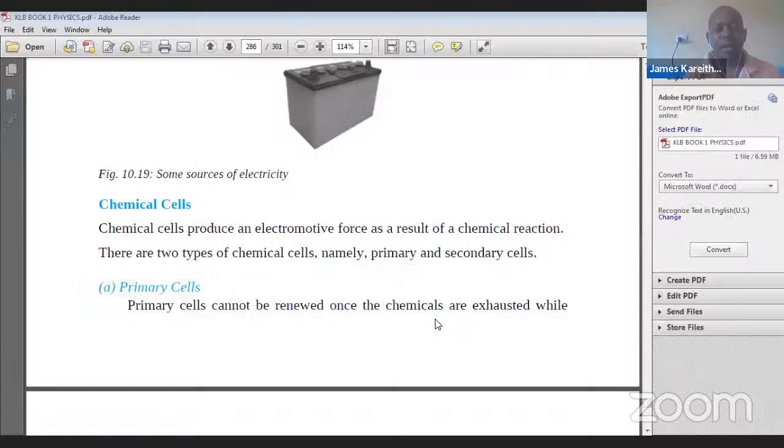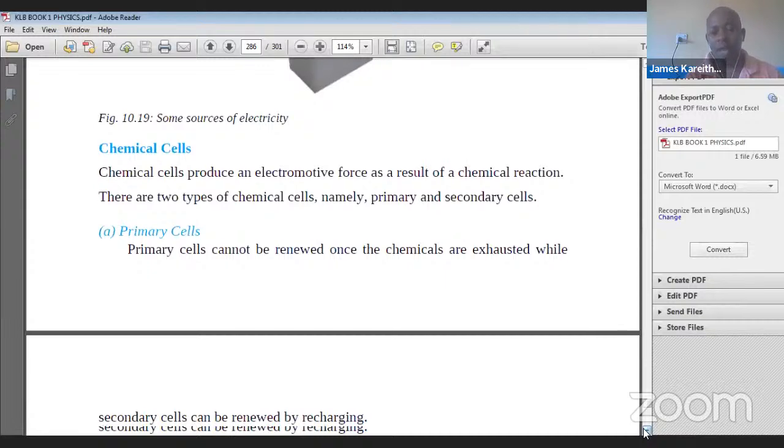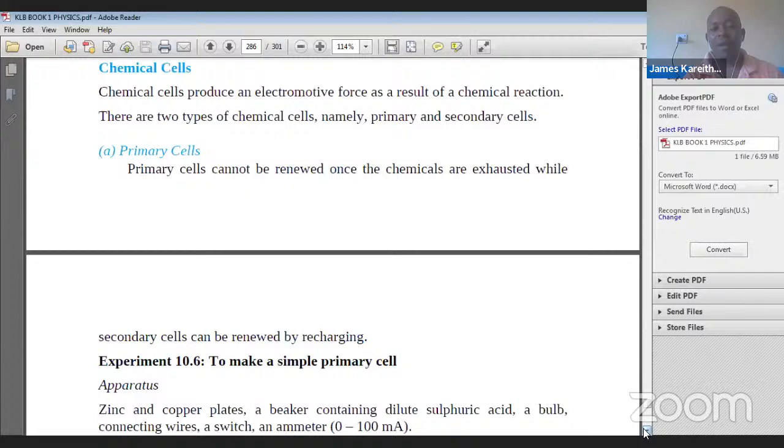Chemical cells produce an electromotive force as a result of chemical reaction. There are two types of chemical cells, primary and secondary. I hope now I am clear, right? Yes. All right. Now that tells you we have two types of chemical cells. One is primary cells and another one is secondary cells. Primary cells cannot be renewed once the chemicals are exhausted, while secondary cells can be renewed by charging.